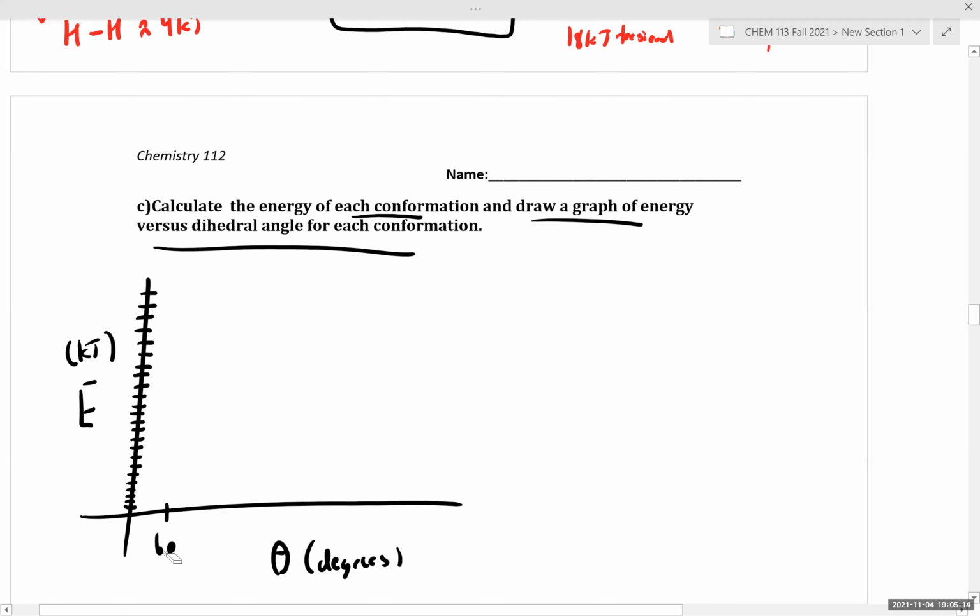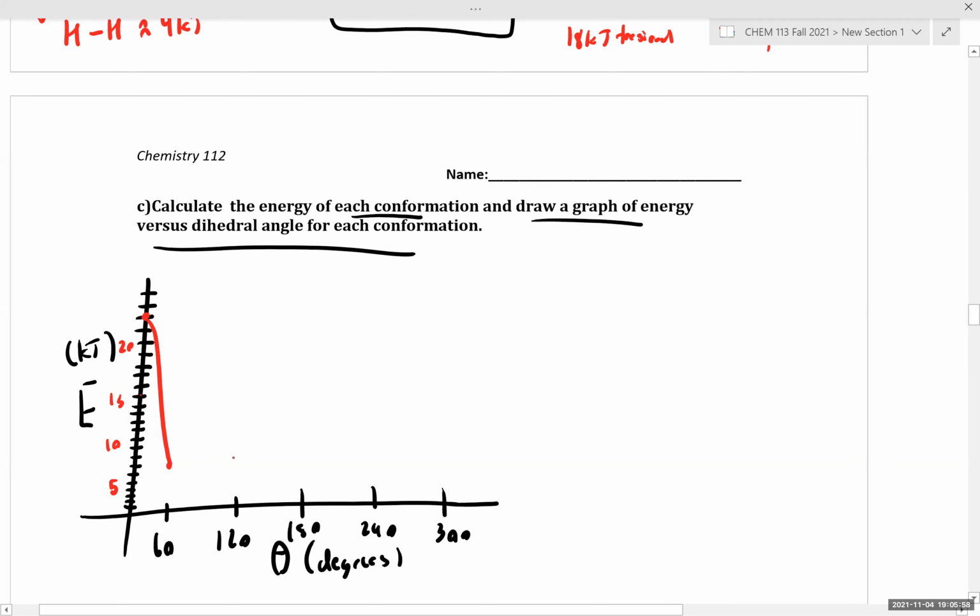Yeah, we'll just have 0 be at the 0 line, 60, 120, 180, 240, 300. And anything more than that would be redundant. Okay, what would the energy be for 0 degree dihedral angle? That was 22 kilojoules. Yep. So it'll be right here. What about 60 degrees? 7.8. Okay, so we'll put it right here.